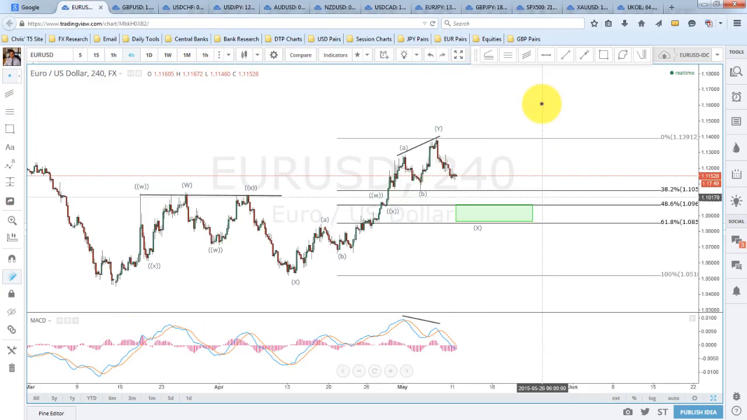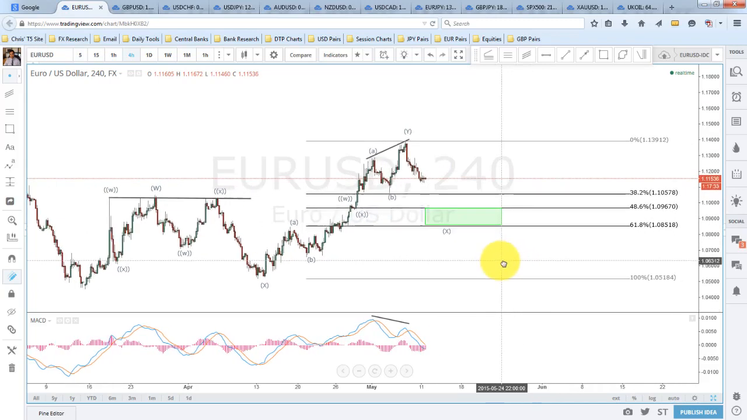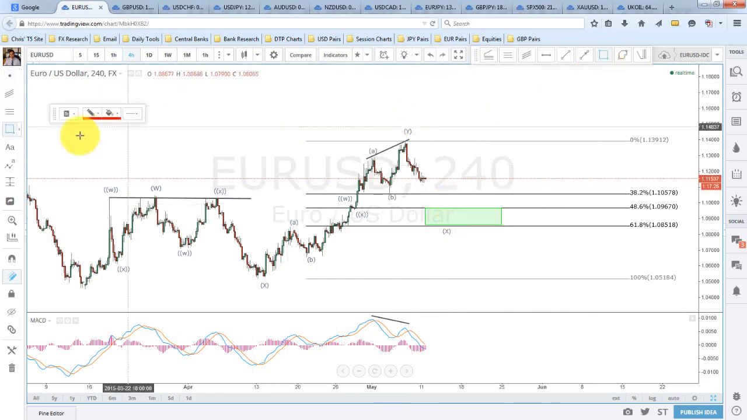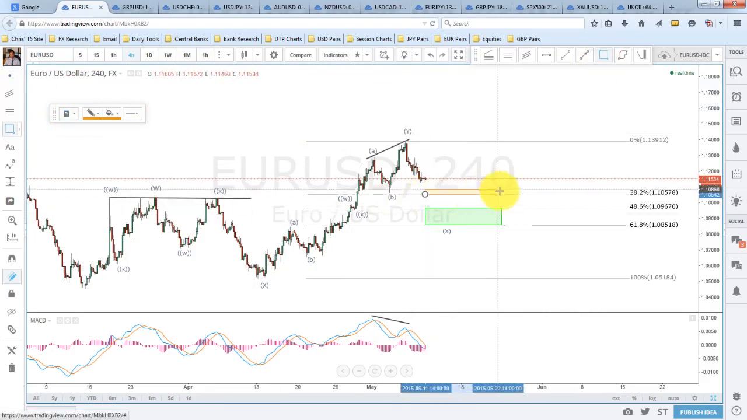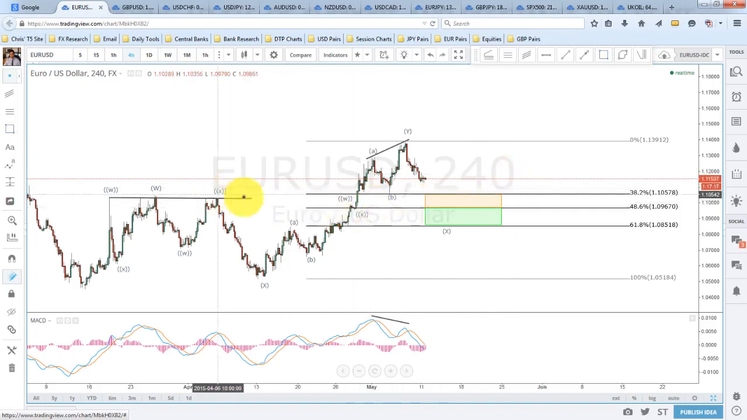Now, here's our Euro-Dollar 4-hour chart. And this is another example of a trading zone that we have set up. Price hasn't gotten there yet, and we don't know if it will. And actually what we'll do with this is we're going to mark off a caution zone here as well, right here, because we have such a strong confluence here at that 38%. So what we would do is we would mark off a caution zone here.